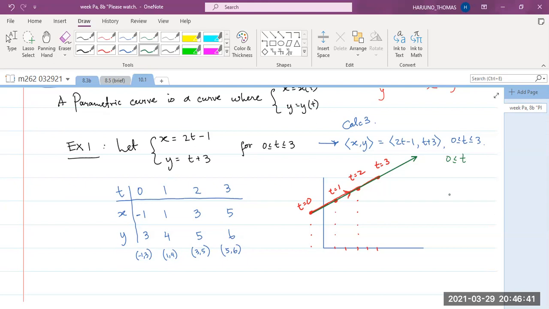Okay, now because t starts from 0, we say this is the initial point. And if t ends at 3, we call this the terminal point. Is it okay?